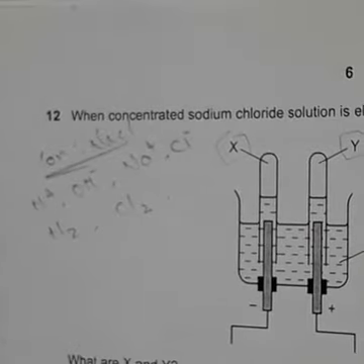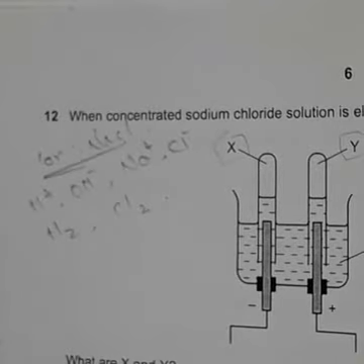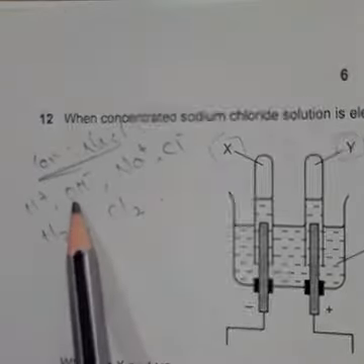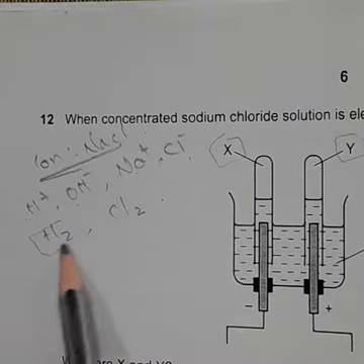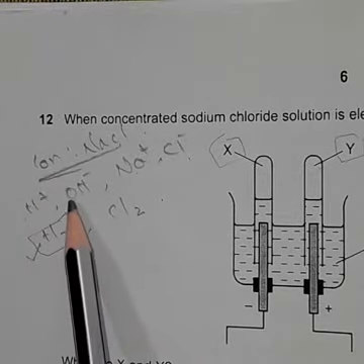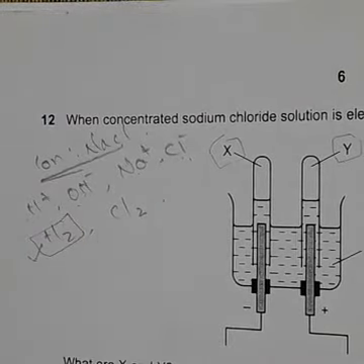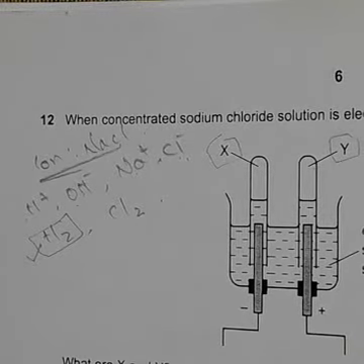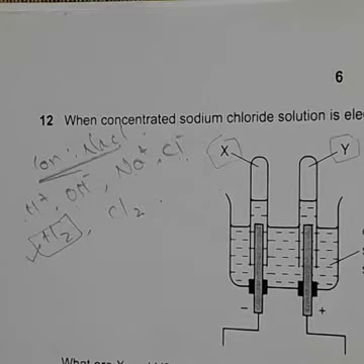We know this is concentrated sodium chloride. We discussed many times that concentrated sodium chloride means there is H+, OH-, Na+ and Cl-. H+ and Na+, we know hydrogen gas will be formed at the cathode. It is concentrated, so for OH- and Cl-, not OH-; we have to choose Cl-, the chloride. So chlorine gas is formed at the anode.